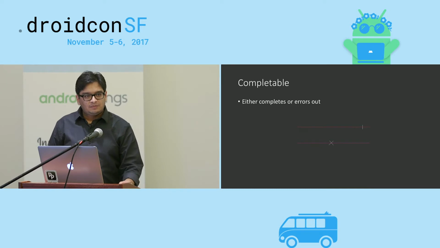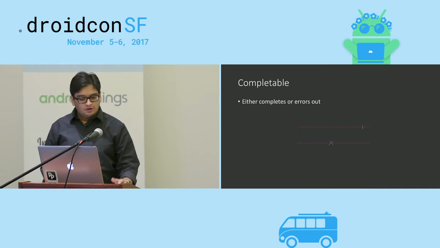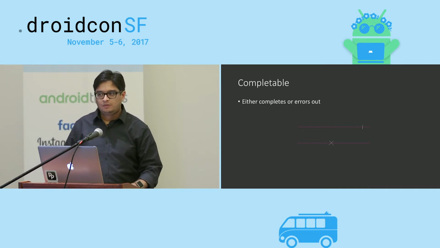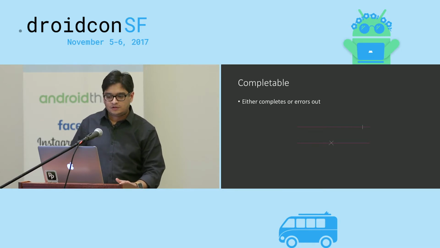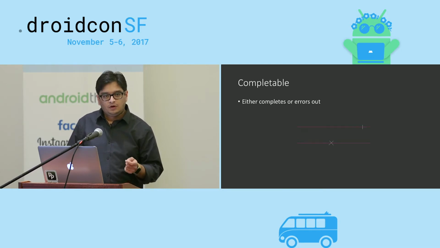What we use Completable for is generally a fire-and-forget sort of request, wherein you're making an API call and you really don't care what the response is in terms of the response body. All you care about is whether it was successful or errored out.